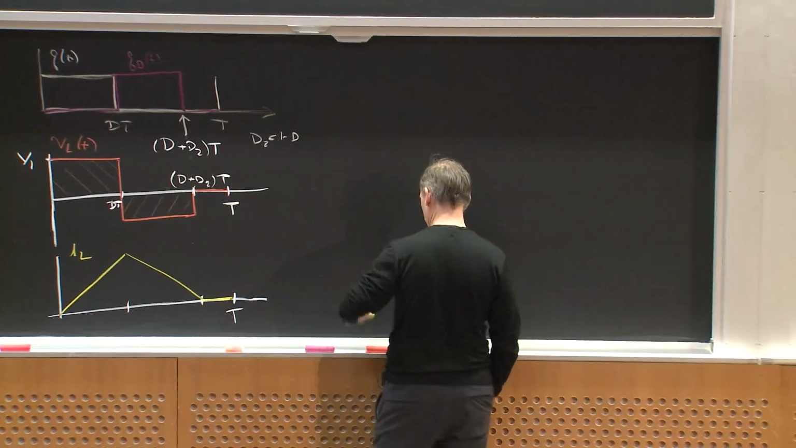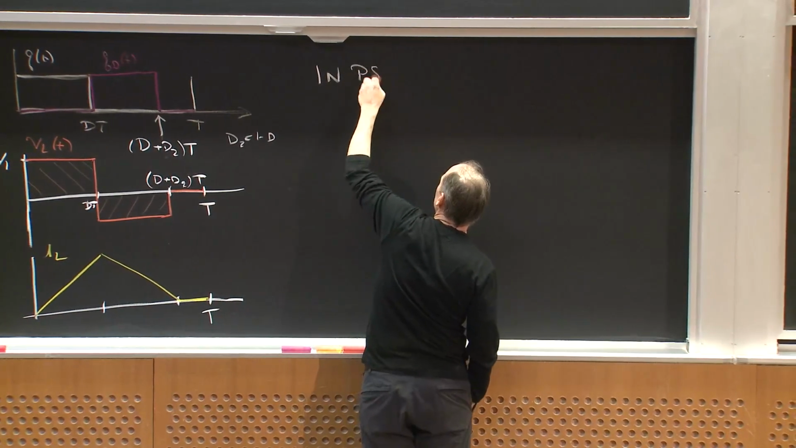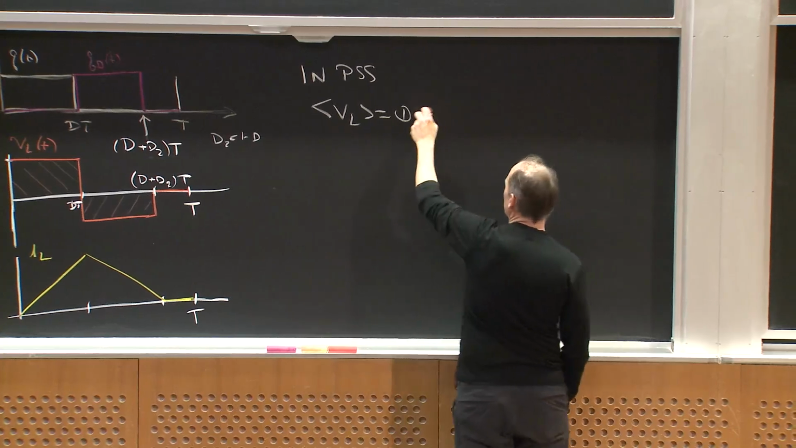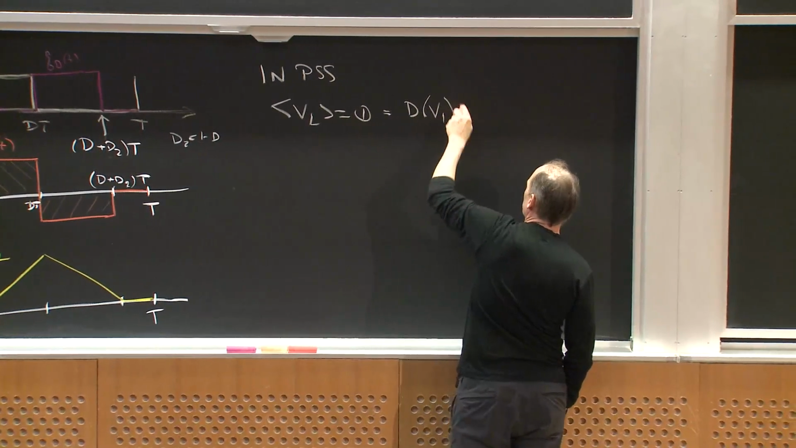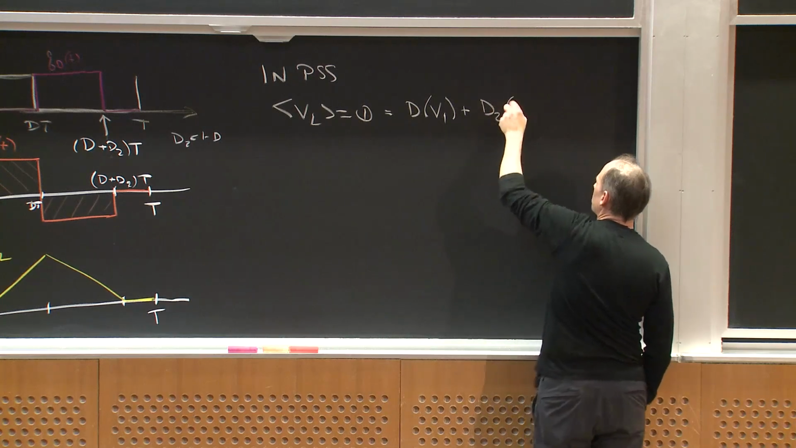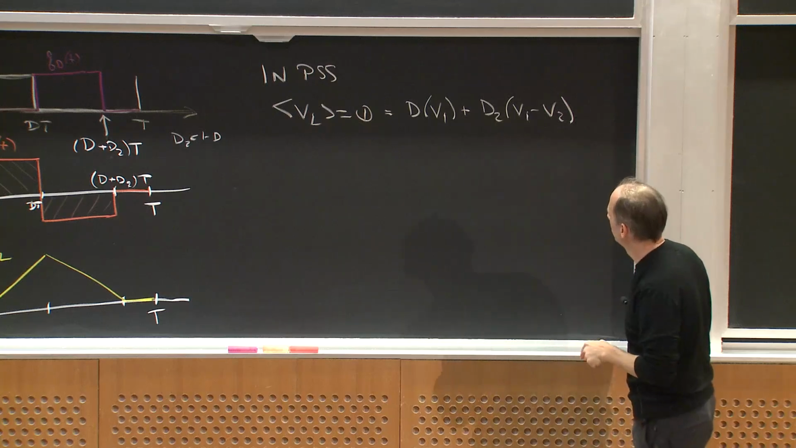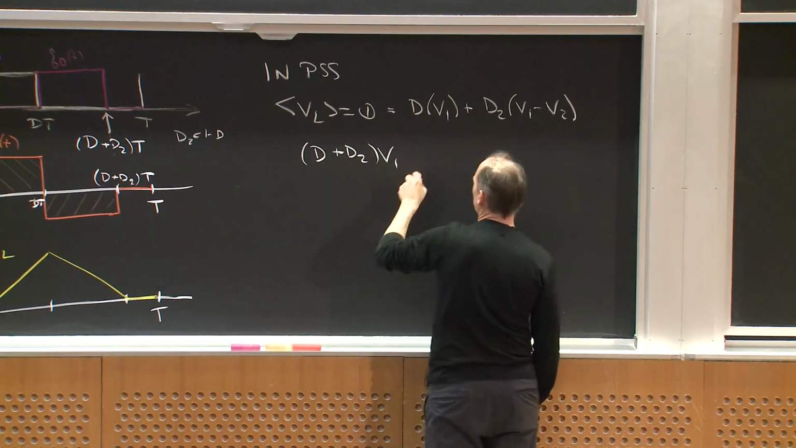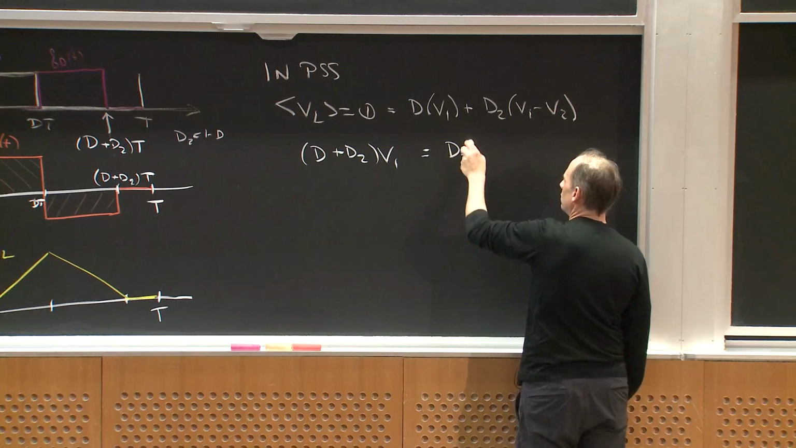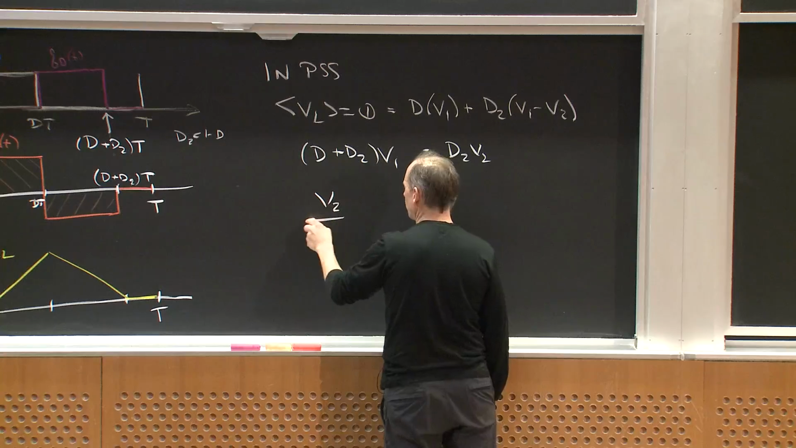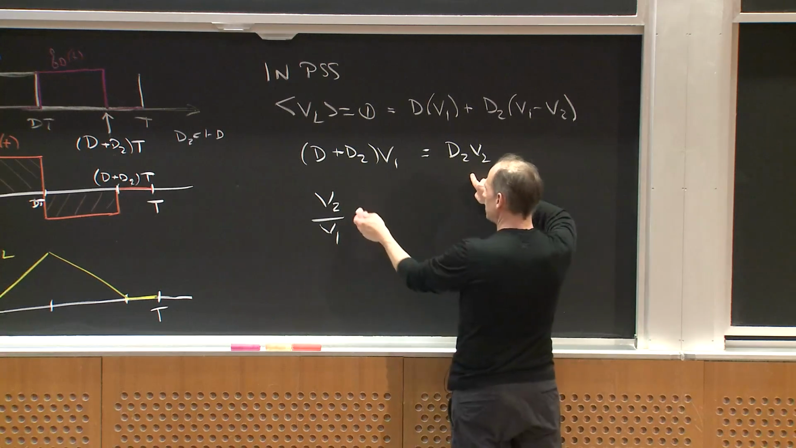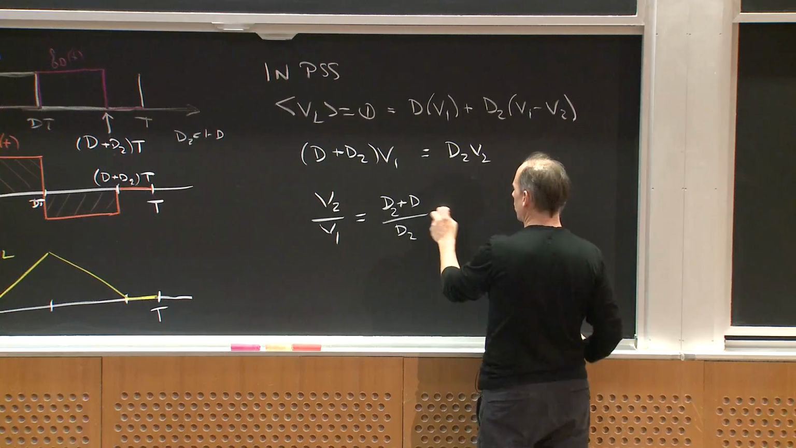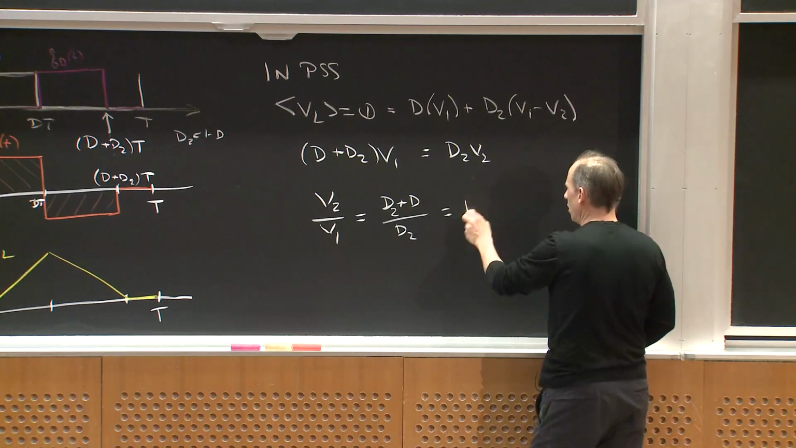In PSS, what do I get? I get the average voltage across the inductor is equal to 0, and that's got to be equal to D times V1 plus D2 times V1 minus V2. And that has to equal 0. So if I rearrange this equation, what I should get is D plus D2 times V1 is equal to D2 V2, or V2 over V1 is equal to D plus D2 over D2, which is also equal to 1 plus D over D2.